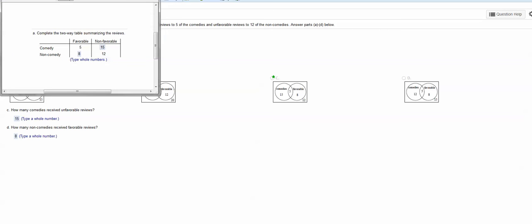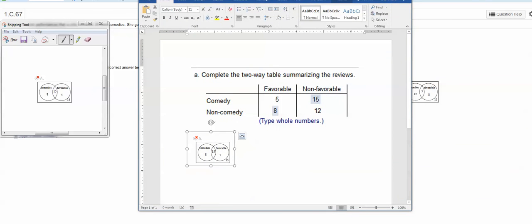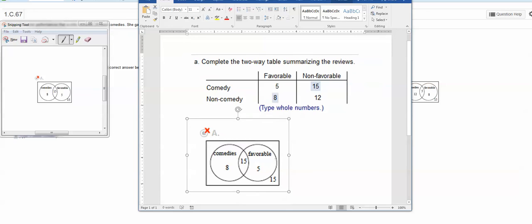So let me highlight this picture and point out the problem with it, given the data. Here we're comparing comedies and favorable as the two different sets that we're going to split this up into. In comedies, I've got to look at the two numbers as things that correspond with favorable and things that are not favorable.